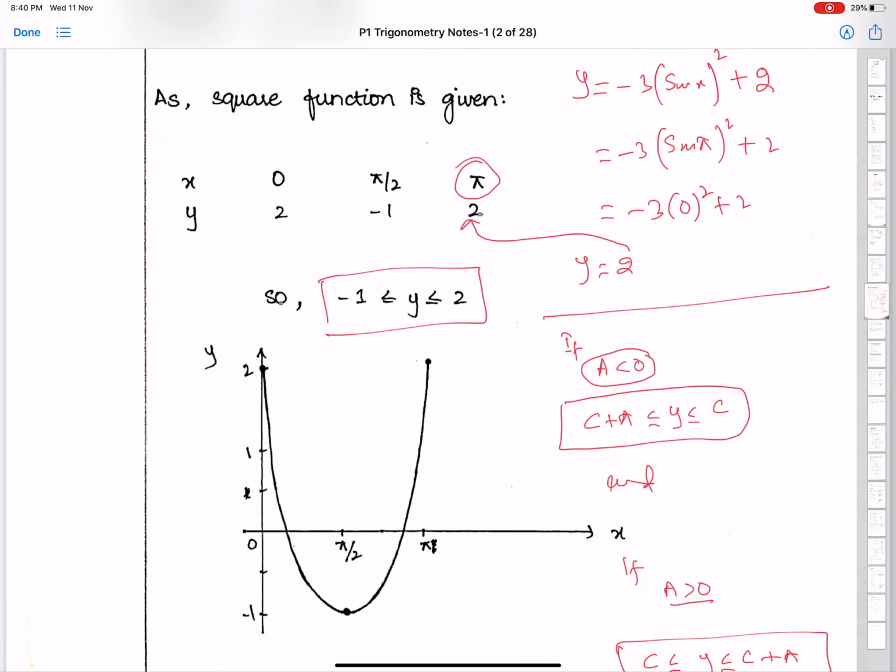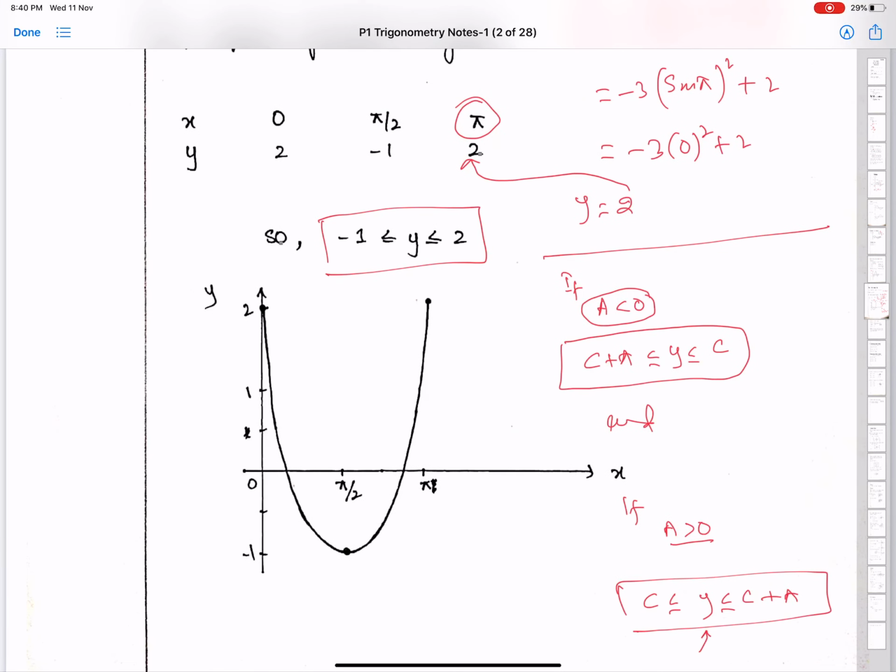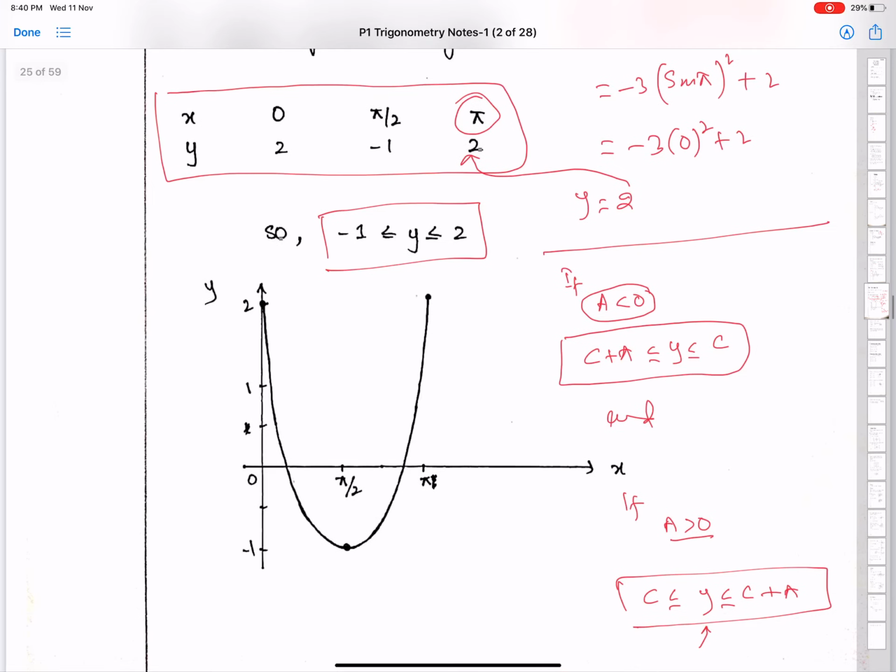And this is the sketch. And for a sketch, I would strongly recommend you all make a table. This table will help you to sketch the curve properly. This is 0, 2. This is pi by 2, minus 1. And this is 2. And the axis of the curve is 2. This is the axis of the curve. This is in fact C. And this is C plus A.